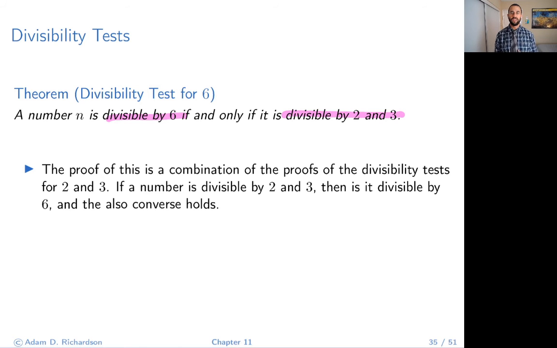The one that I gave at the beginning was where I was relying on the prime factorization. You can do a different proof here if you combine the proofs that we saw earlier. Okay.